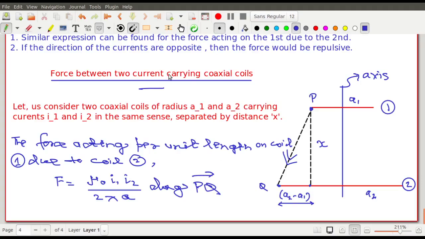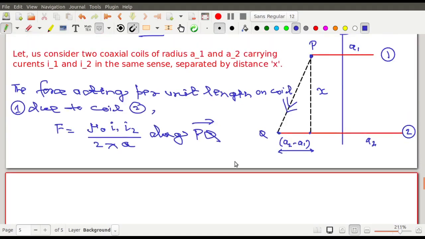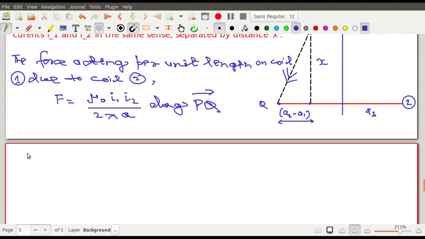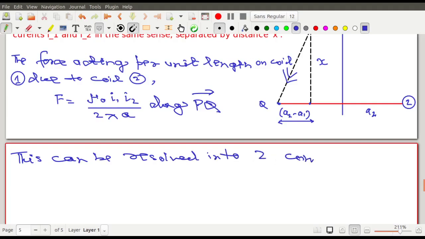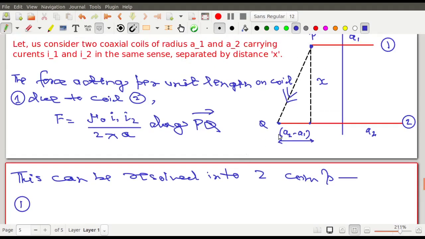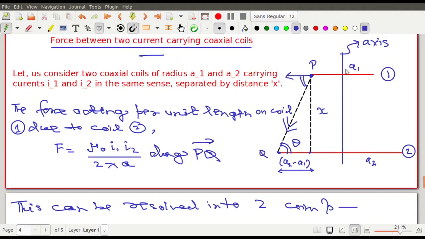Now you see that this force can be resolved into two components. That's very obvious. What are those? Suppose this angle is theta. So you can resolve it along this direction. This is F cos theta, which is perpendicular to the axis, because this is the axis. And this one will be F sin theta. This is along the axis.